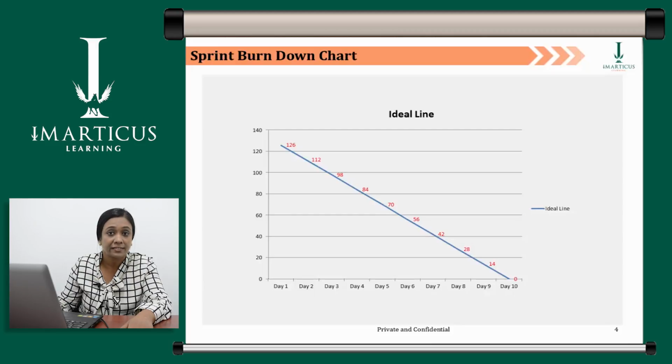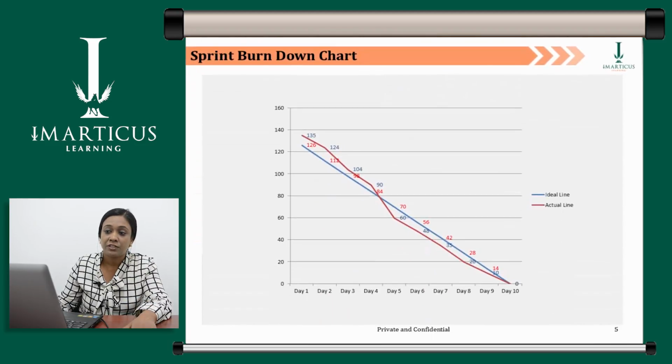The next line is called the actual line. The actual line of a sprint burndown chart shows you the actual progress of your team while the sprint is going on. For the sake of example, I have taken a few numbers here to plot the actual line. Let's take the example that your team has completed only 5 hours of work on day 1, which makes the total work pending on day 1 as 140 minus 5, that is 135 hours.